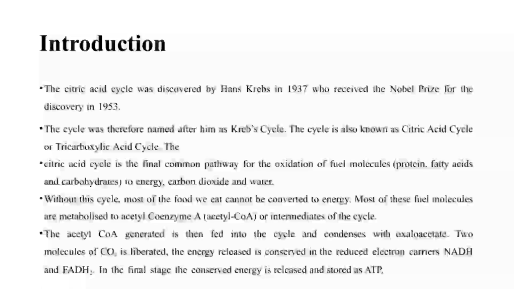This cycle plays a crucial role as the final common pathway for breaking down fuel molecules, like proteins, fatty acids, and carbohydrates, into energy, carbon dioxide, and water. Without it, our bodies wouldn't be able to efficiently convert most of the food we eat into usable energy. Most of these fuel molecules are first metabolized into acetyl coenzyme A, or acetyl-CoA, or into intermediates of the cycle.